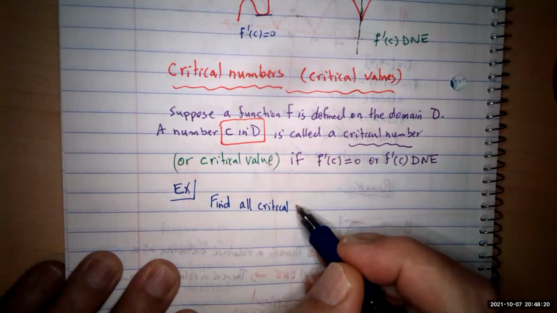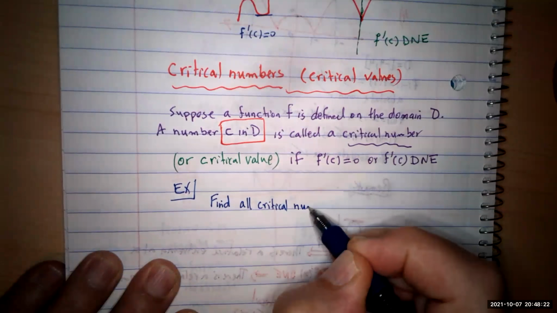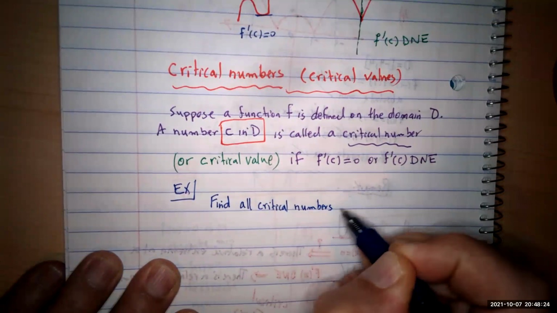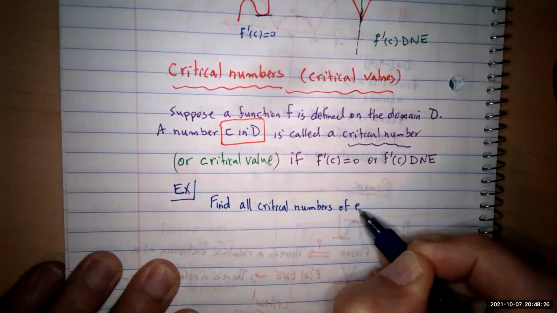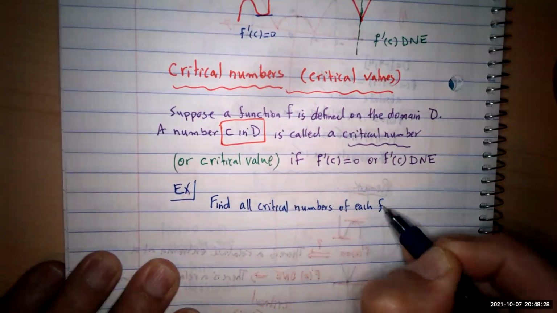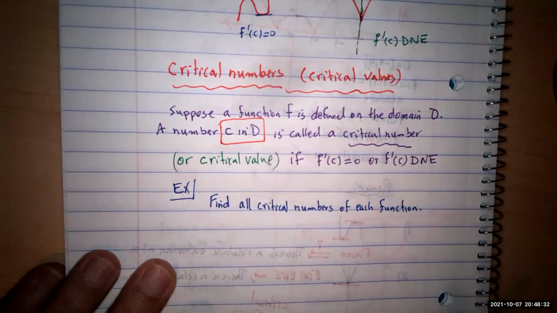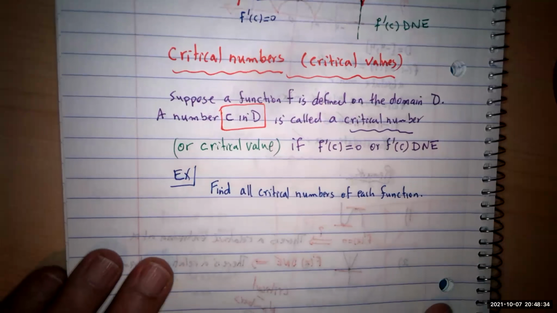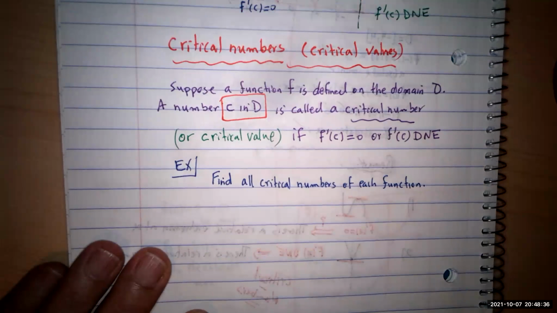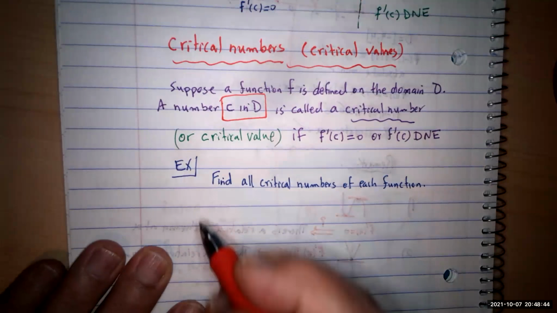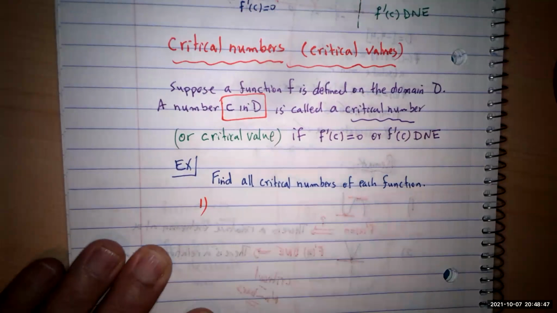Okay, find all critical numbers of each function. For the first group, you already did it. You haven't done the radicals, but everything else we already fixed. We didn't call it critical numbers. Remember, we asked you for horizontal tangent lines. It's the same thing. So the first group, polynomials, most of the time.